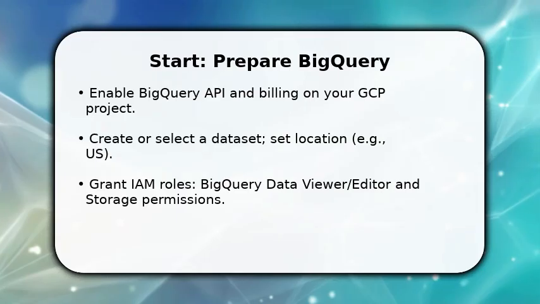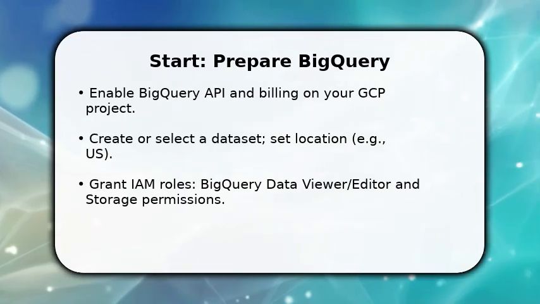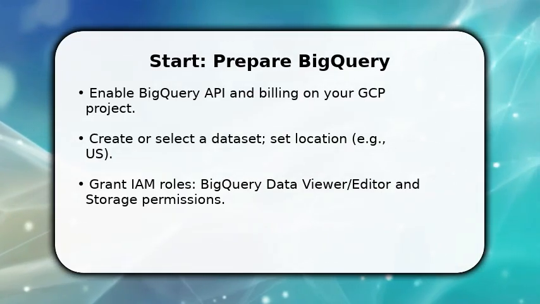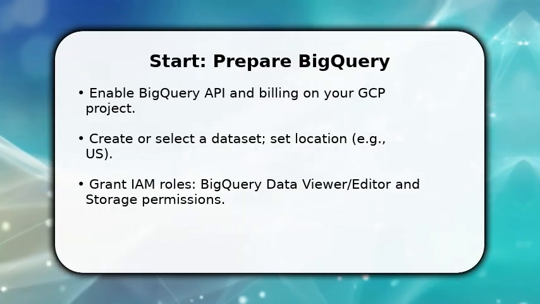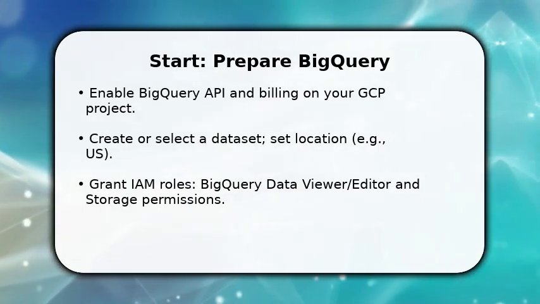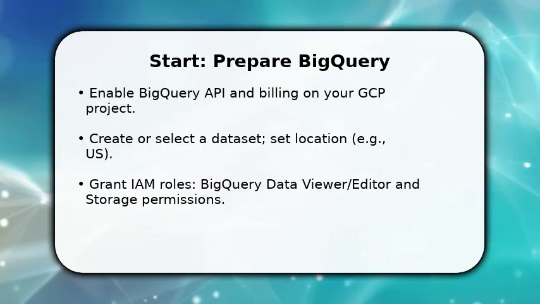You start by enabling the BigQuery API and confirming billing is active so queries run without interruption. Next, create a dataset and choose the geographic location. This matters for latency and cost.